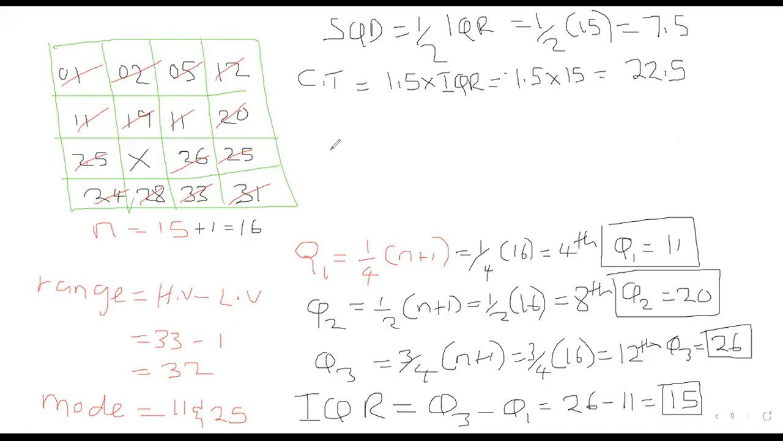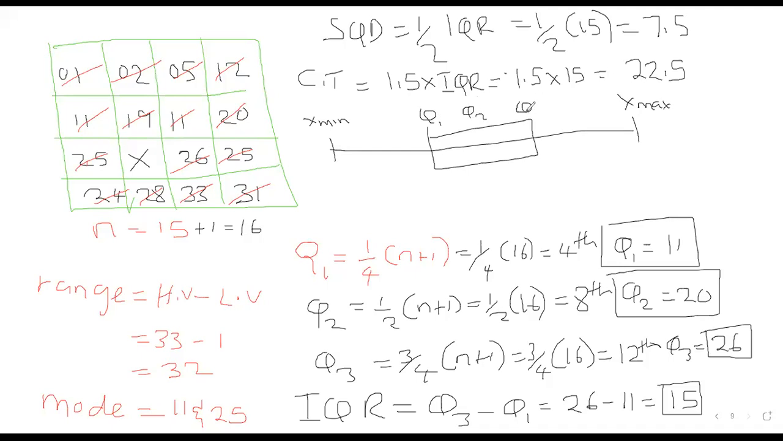Can two people explain to us how to do the box and whisker plot? There are 5 things that are important. Number 1: the lowest value of x, and the highest value. Then Q1, Q2, and Q3.